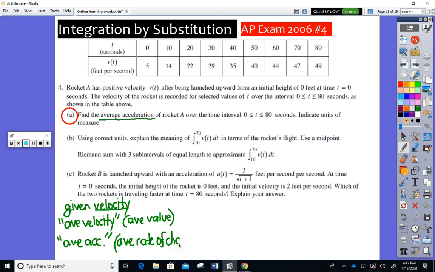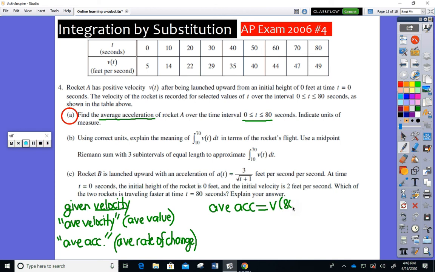And I will guarantee you will have an average rate of change question, period, on the free response questions on the AP exam. Okay? So I'm going to say the average acceleration is equal to... So this is where you have to say y2 minus y1 over x2 minus x1, where your y's are your velocities. So on this one, it wants 0 to 80.